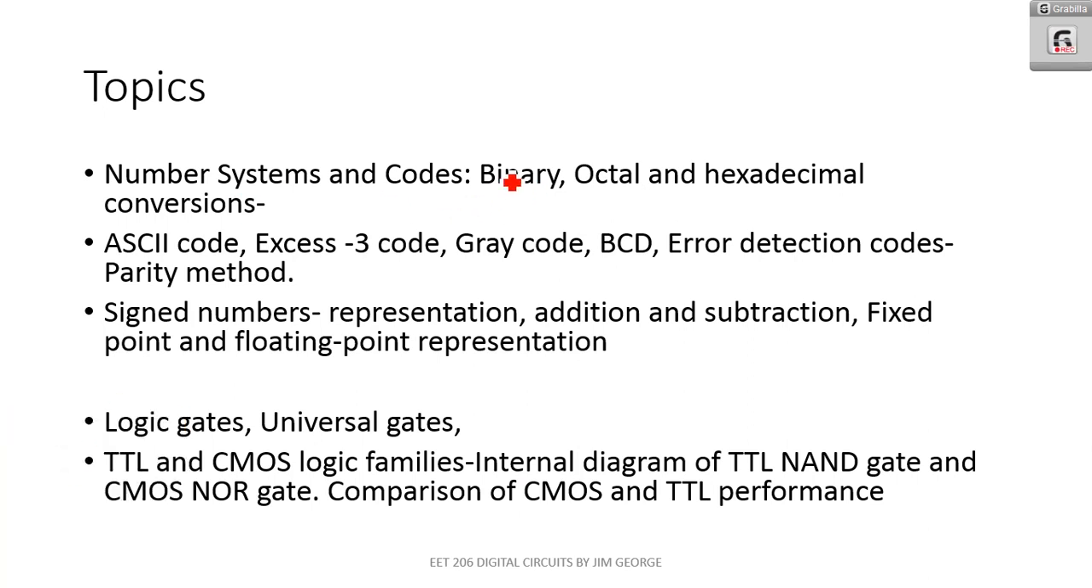We need to study about decimal number system, binary number system, octal number system, hexadecimal number system, and how to convert between decimal to binary, binary to decimal, decimal to octal, octal to decimal, decimal to hexadecimal, hexadecimal to decimal, and octal to hexadecimal, hexadecimal to octal, as well as hexadecimal to binary conversions. So these are the conversions we need to study.